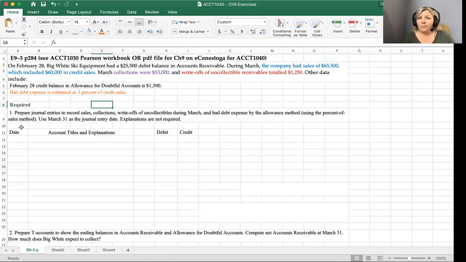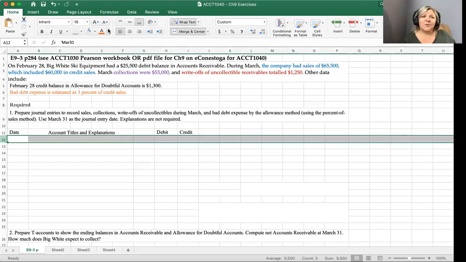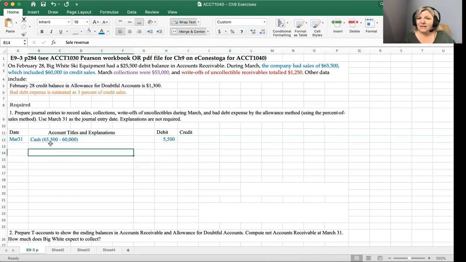So let's start with our blue one. The company had sales of $65,000, which included $60,000 in credit sales. So the difference between these two numbers is going to represent cash sales. So when we make a sale for cash and cash comes in, cash goes up on the debit side of things. So let's first record cash. Okay, so cash is going to be a debit, and that debit is going to be the difference between our total sales and the sales that were made on credit.